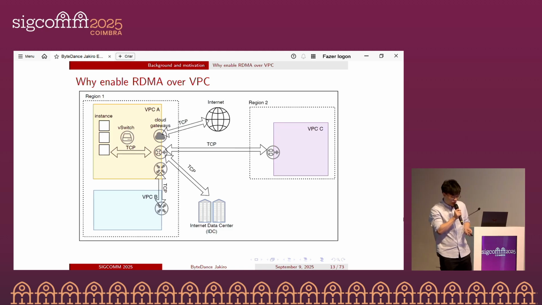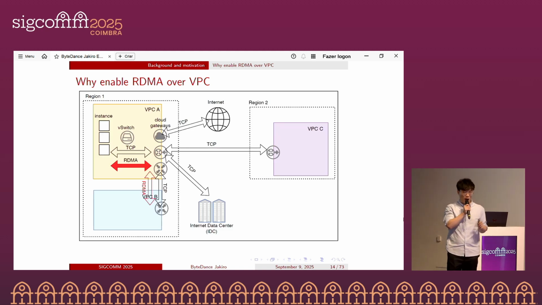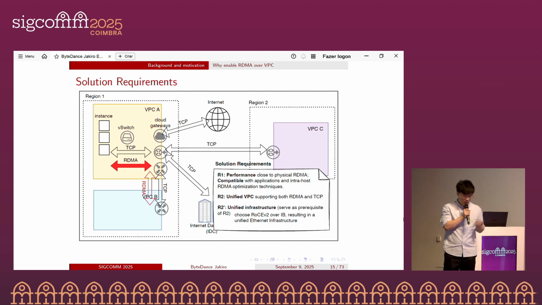The primary goal of our paper is to enable RDMA over VPC and to better fulfill the needs of the tenants. We deem that the solution requirements should cover the following points. First, the performance of VPC RDMA should be close to physical RDMA, and it should be compatible with applications and intra-host RDMA optimization techniques.